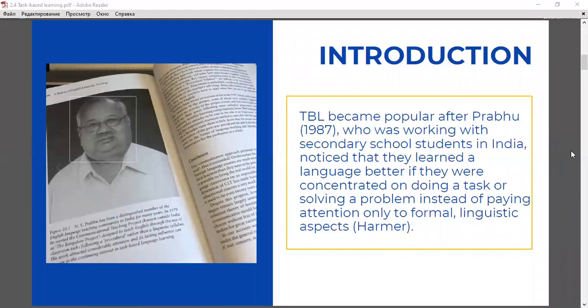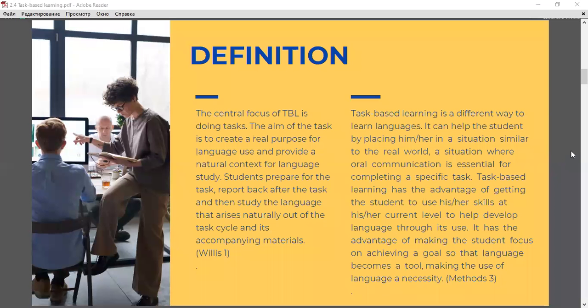TBL became popular after Prabhu, who was working with secondary school students in India, noticed that they learned a language better if they were concentrated on doing a task or solving a problem instead of paying attention only to formal linguistic aspects. Here we have 2 definitions of TBL.